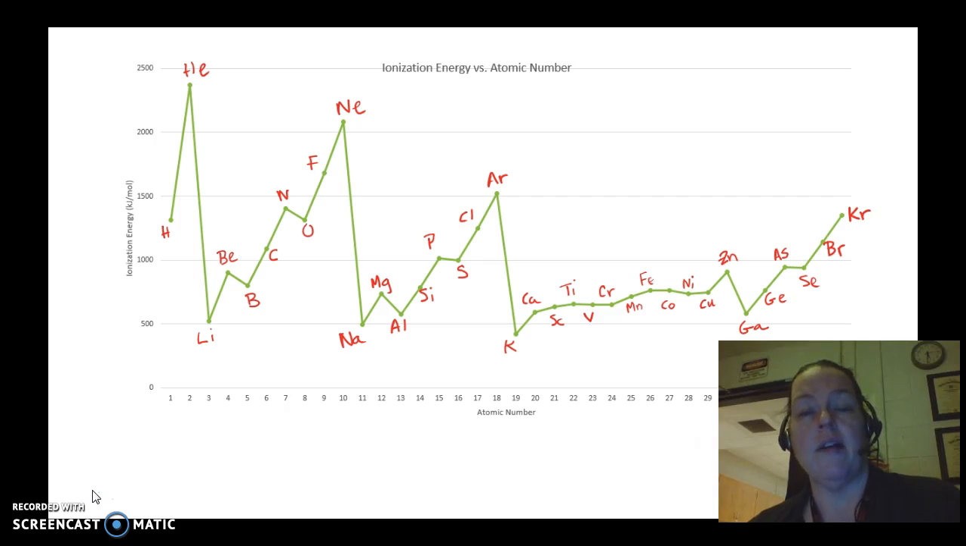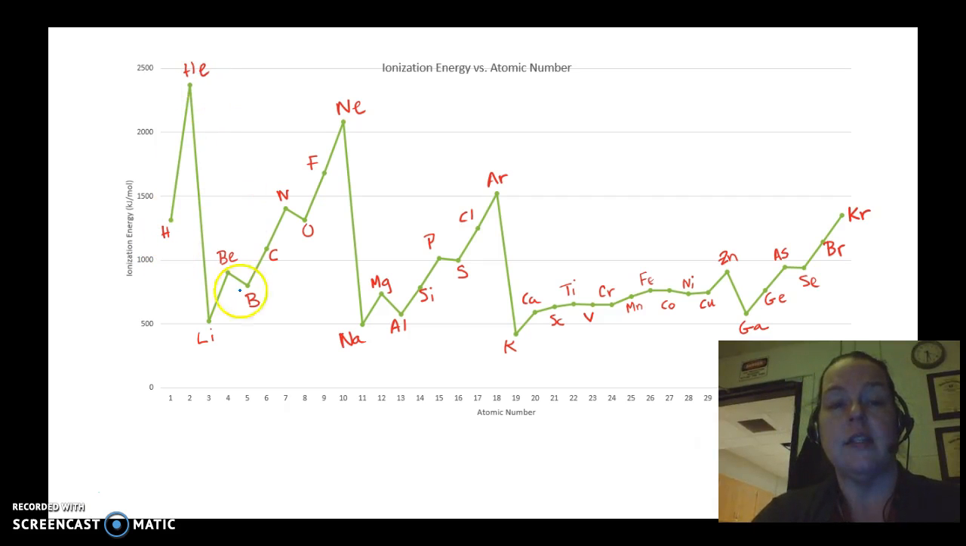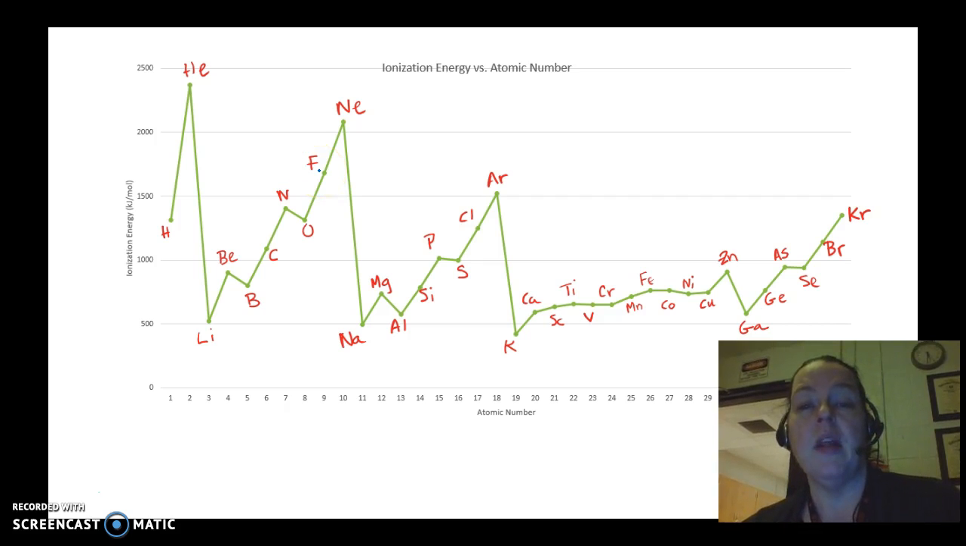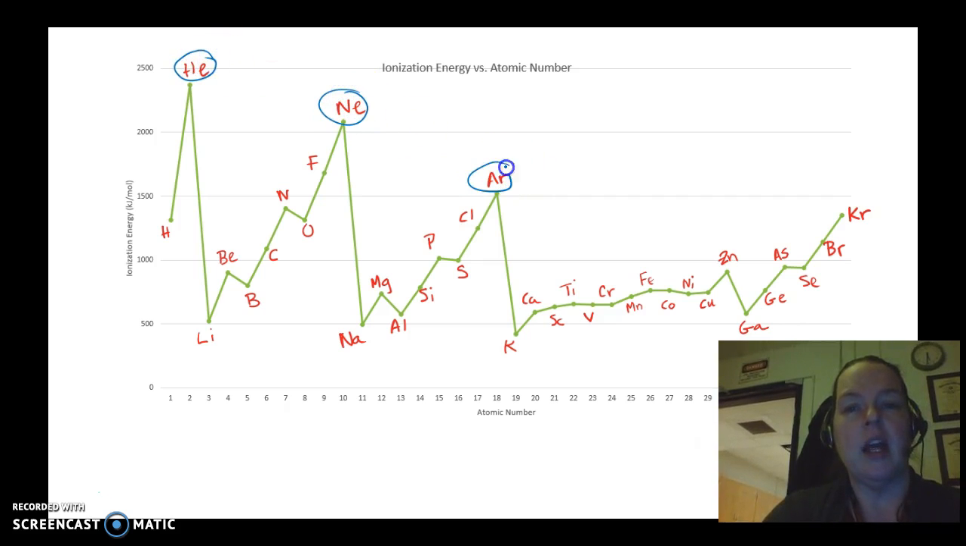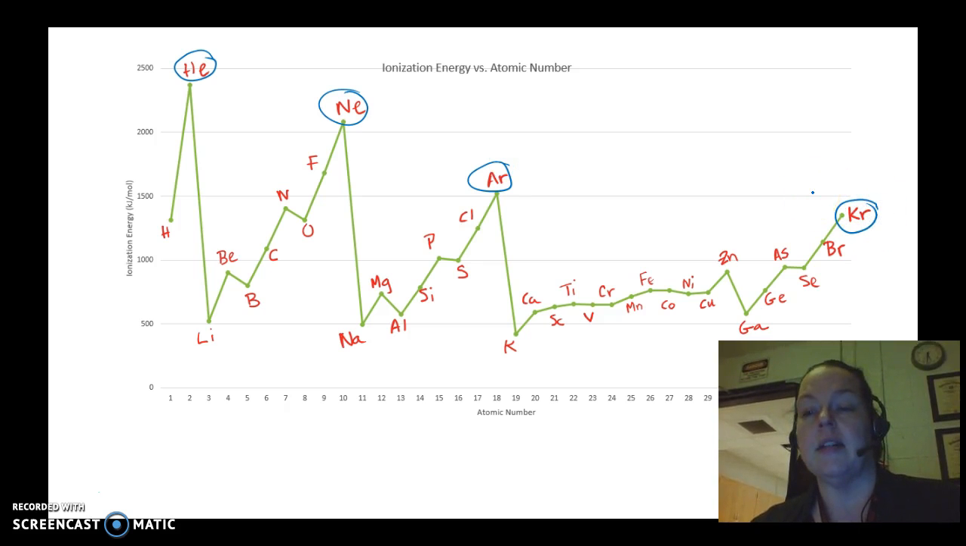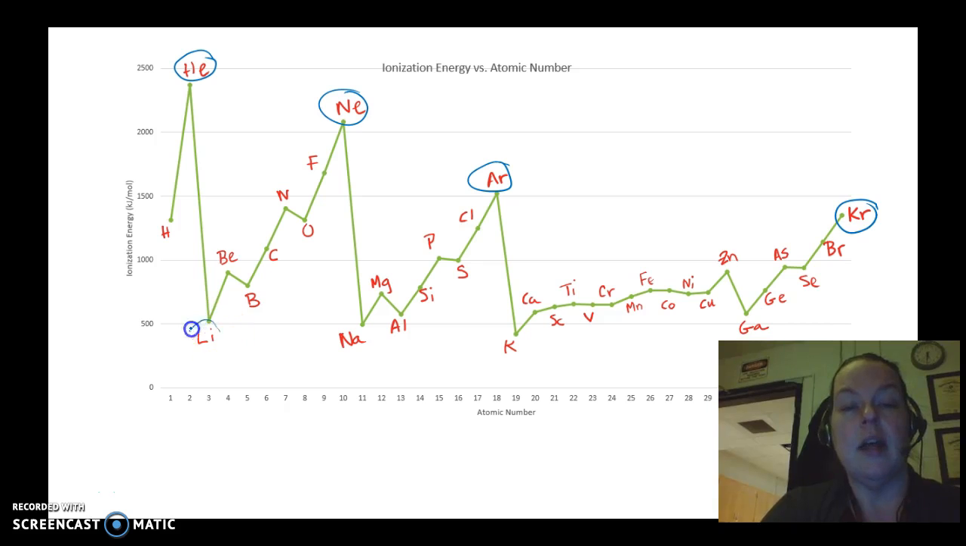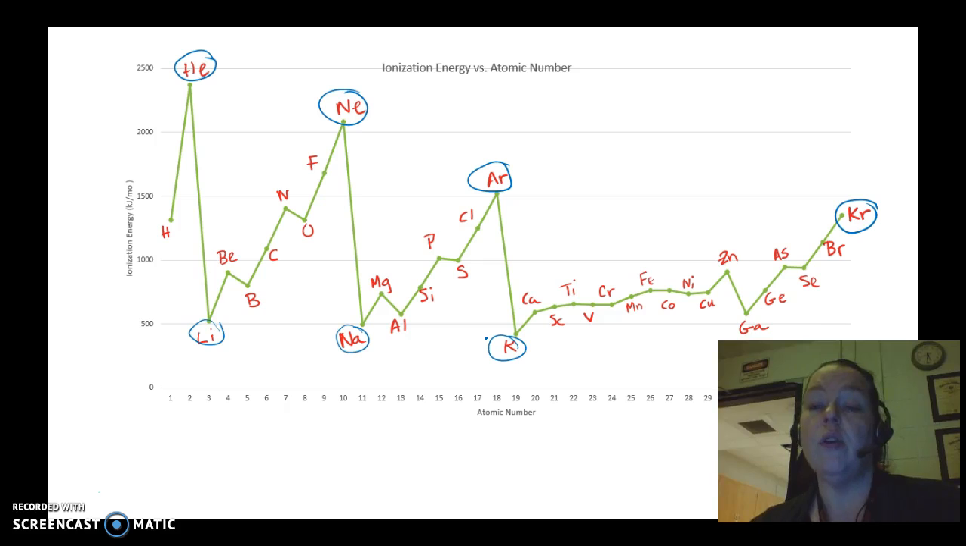So here is the graph that you should have made. This is what your graph should look like generally speaking. Notice I've also written in the symbols for the elements so that we can more easily recognize what's happening. And very clearly what I see here is that element He, element Ne, element Ar, and element Kr are all the highest elements. Then I see element Li, element Na, and element K are the lowest elements, the least ionization energy.